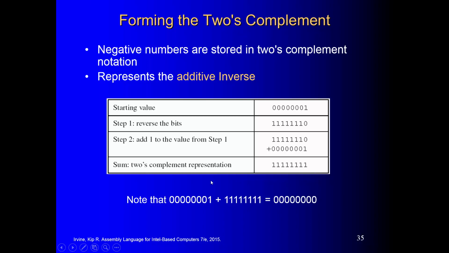So for any number, if you want to find out its corresponding negative, you start with its positive equivalent. Then you do step 1, step 2, then sum up. That will give you the two's complement representation of the negative of that number.